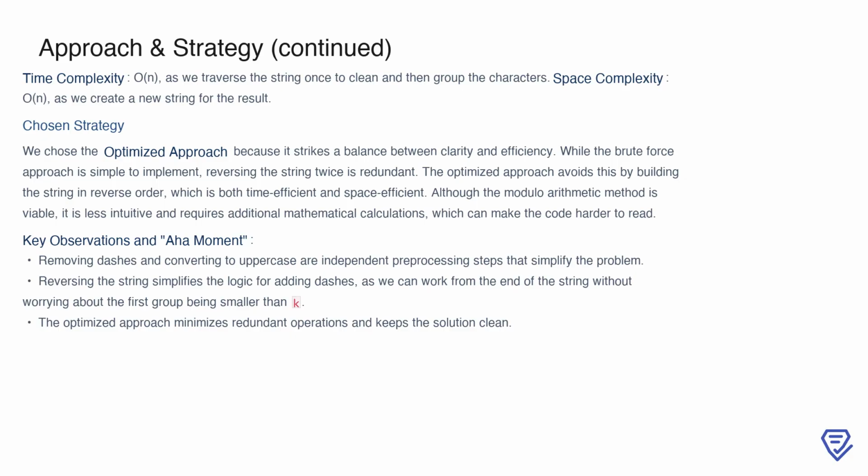This keeps the solution efficient in both time and space while remaining intuitive and easy to implement. Some key observations that led us to this decision include recognizing that removing dashes and converting to uppercase are independent pre-processing steps that simplify the problem from the start. Additionally, working from the end of the string allows us to handle group separation without worrying about special cases for the first group being smaller than k. This was an aha moment that significantly simplified the approach.